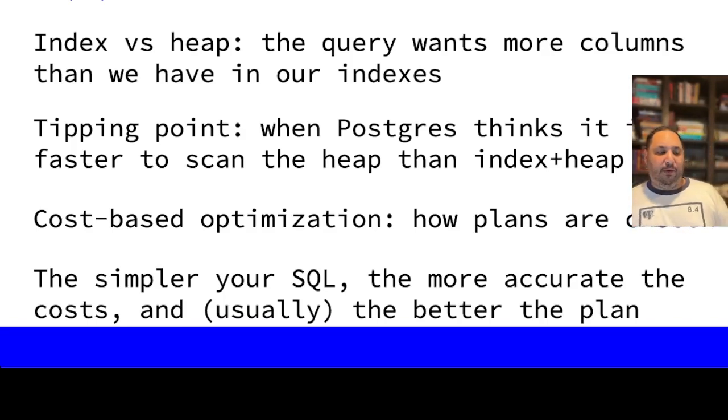We talked about cost-based optimization, right? Postgres comes up with costs for different plans, and that's how it chooses which plan it's going to use. So you need to be aware of that if you want to understand why Postgres is picking what it's picking. And we've shown you that the simpler your SQL, the more accurate the cost estimates will be, and usually the better the plan you will get as well.